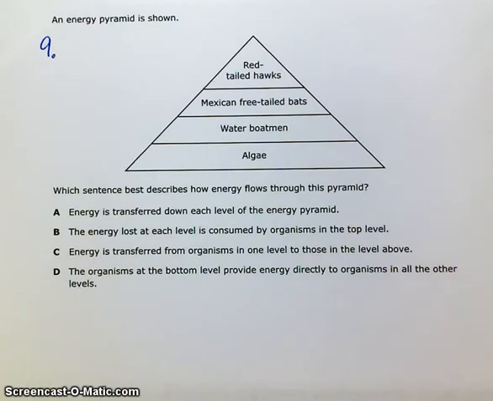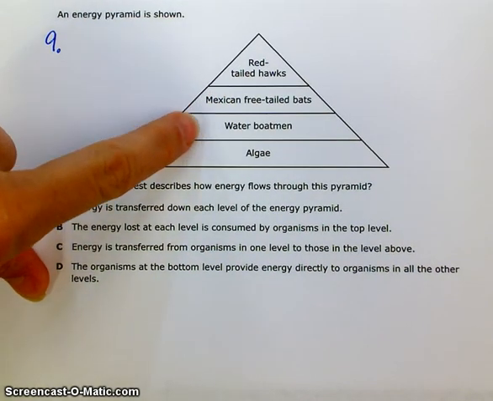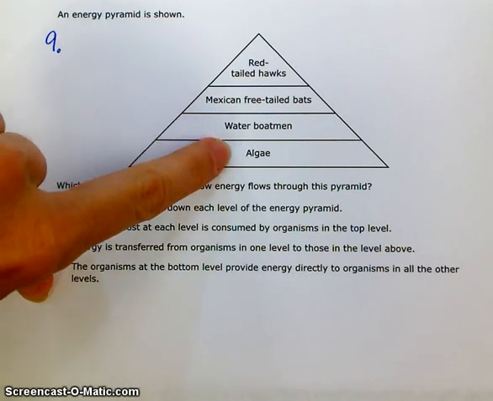All right, we're going to substitute this question in for number 9. You don't have to physically go back to number 9, but anyway, this one's going to be number 9. An energy pyramid is shown: red-tailed hawks, Mexican free-tailed bats, water boatmen, algae.